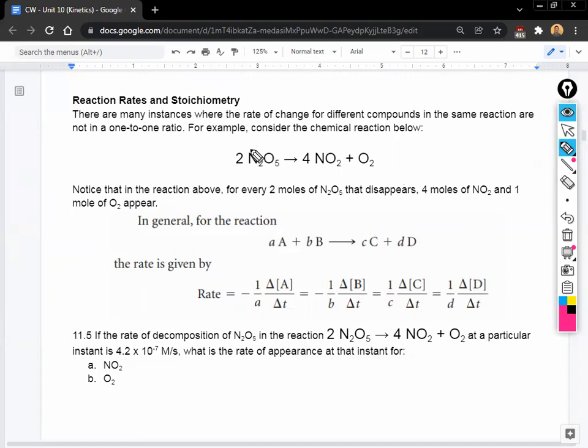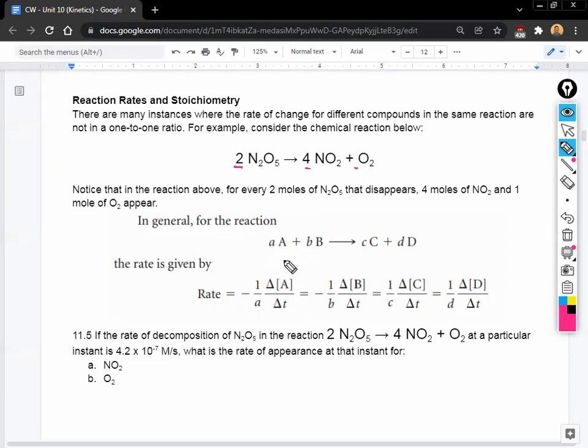Okay, so for example, we're looking at this reaction right here. It's already balanced for you. But if you notice, if we just look at the reaction, we know already that for every 2 moles of N2O5 that disappear, there's going to be 4 moles of NO2 that appear and 1 mole of O2 that appears. So just by looking at the stoichiometry, we can already tell the rates are going to be different, because if 2 of these disappear, 4 of these appear, and 1 of these appears, the change is going to be different relative to one another.